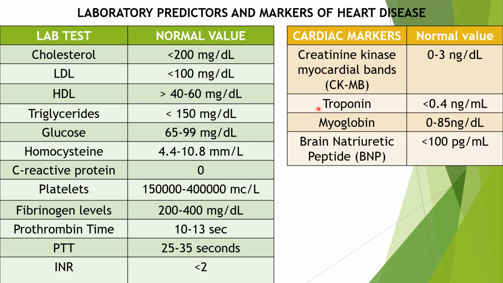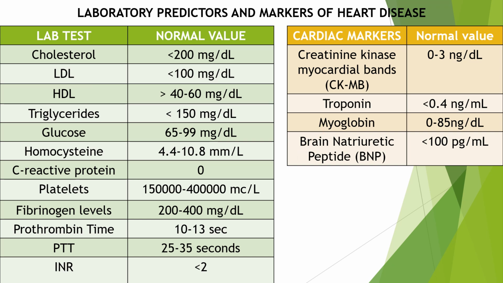Then myoglobin is another protein that is released and elevated in muscle damage, but it is not specific for cardiac muscle. We need to note this about myoglobin, and it can be used in conjunction with other values to rule out myocardial infarction.